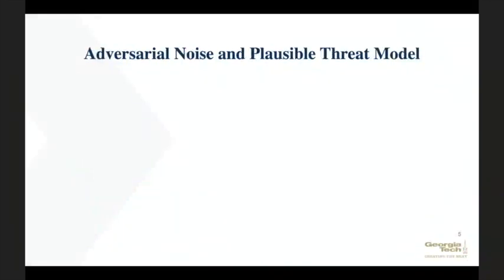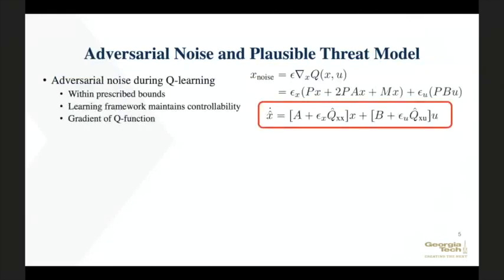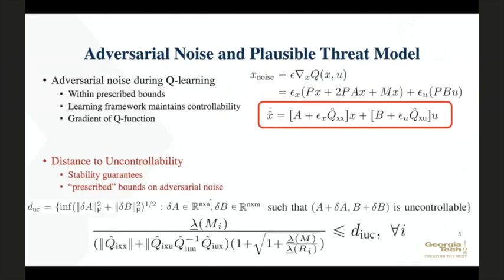Finally, we want to model adversarial noise and plausible threat models. Adversarial noise during Q learning, if within prescribed bounds, allows the learning agent to still produce policy gains that maintain controllability despite attacks. The gradient of a cumulative state-dependent reward function, Q, yields a physically plausible noise vector, X noise, and then gives us the data-driven version of it using Q hat and QXU hat.